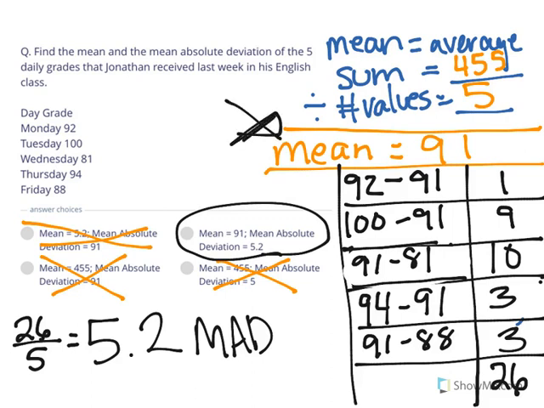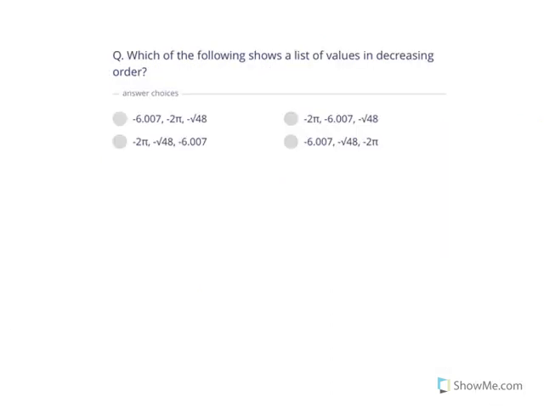Never choose the answer with the 91 as your mean. That's your mean, not your MAD. They're two separate things. Okay, question number 6. Or 7, question 7.